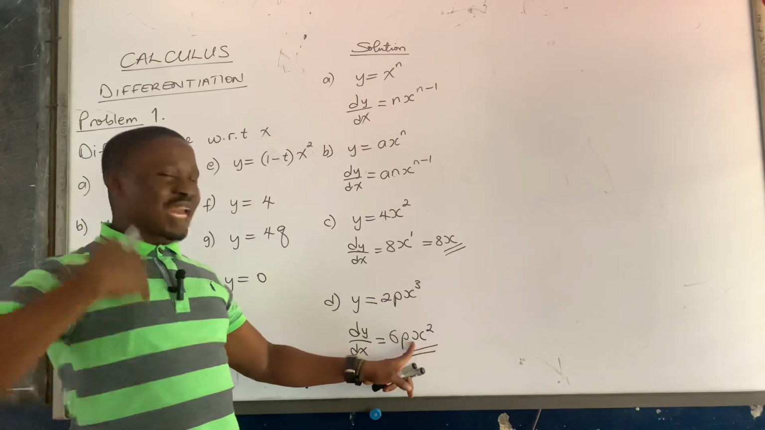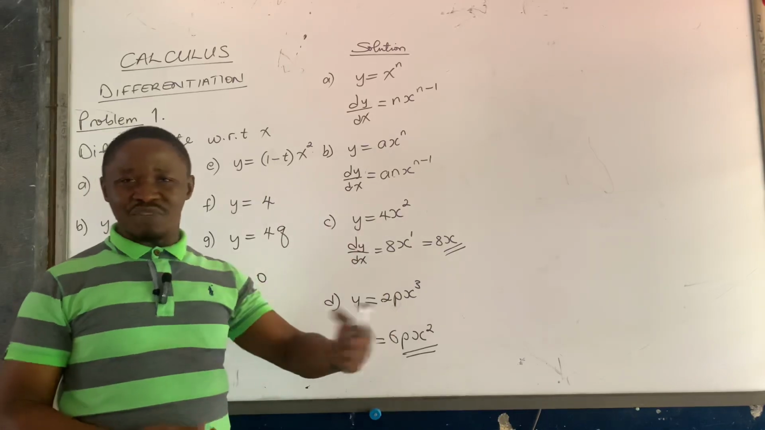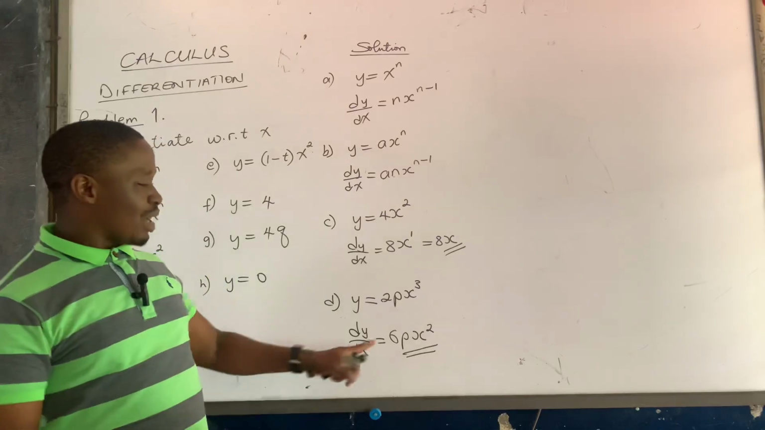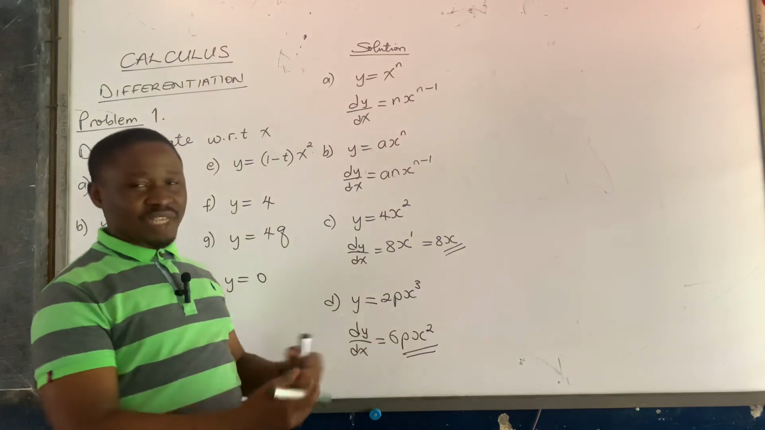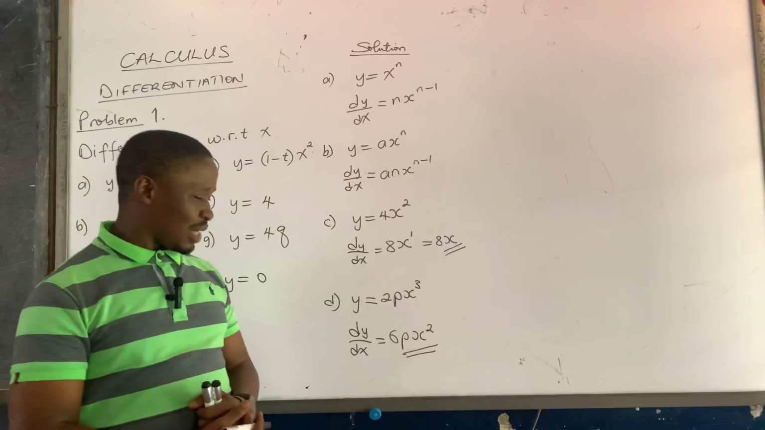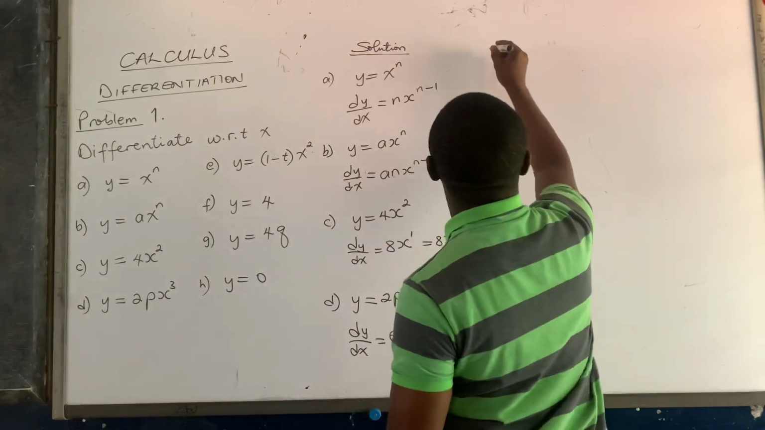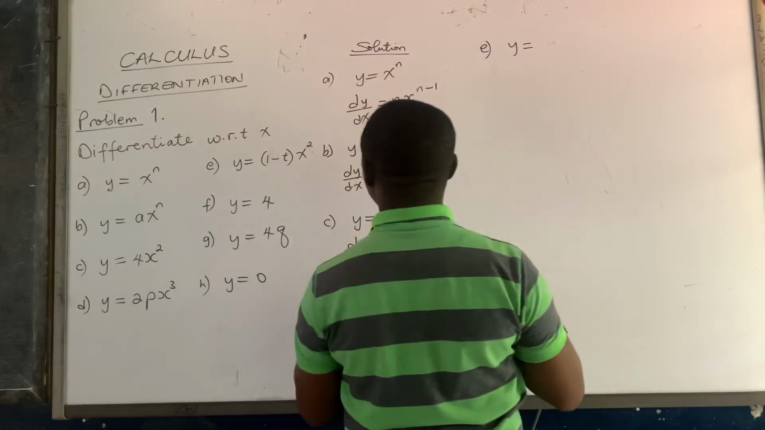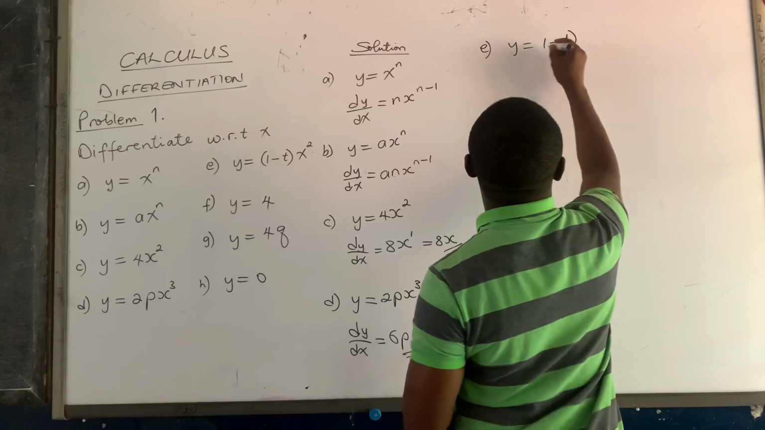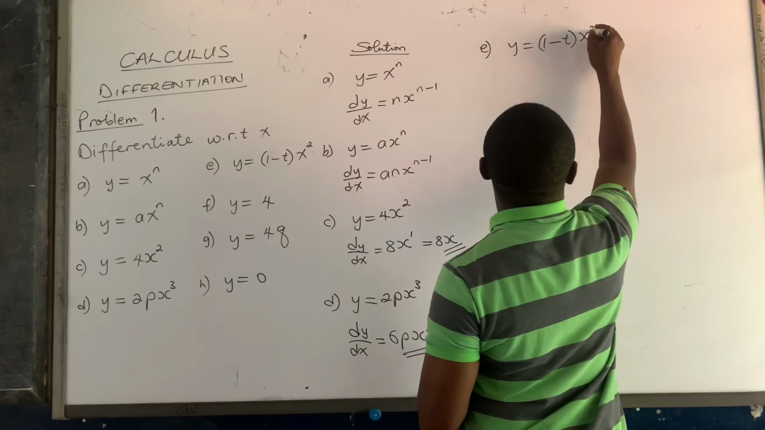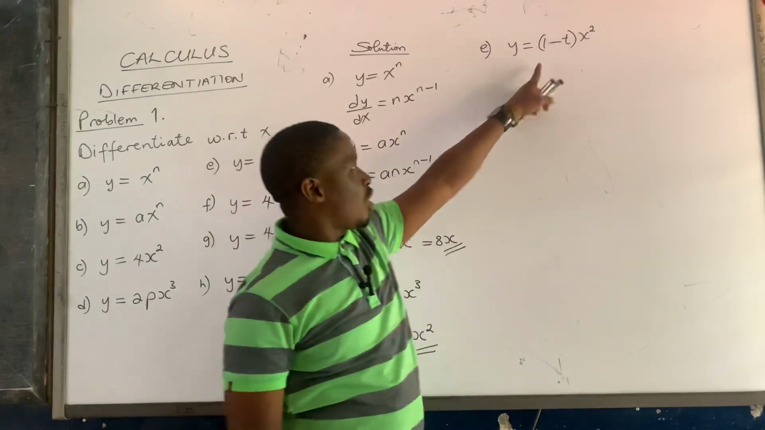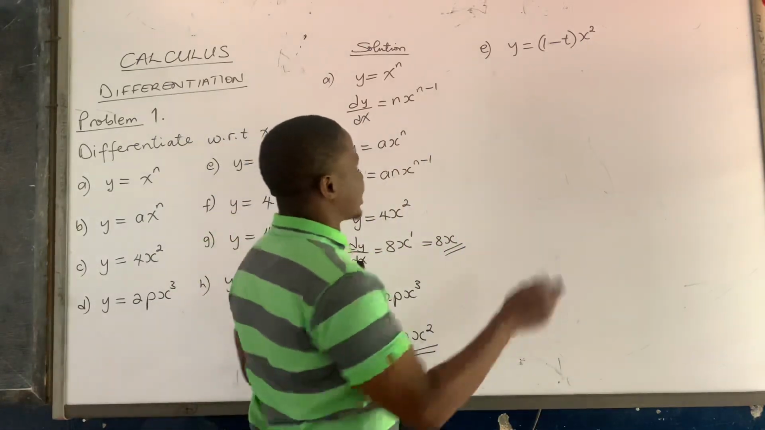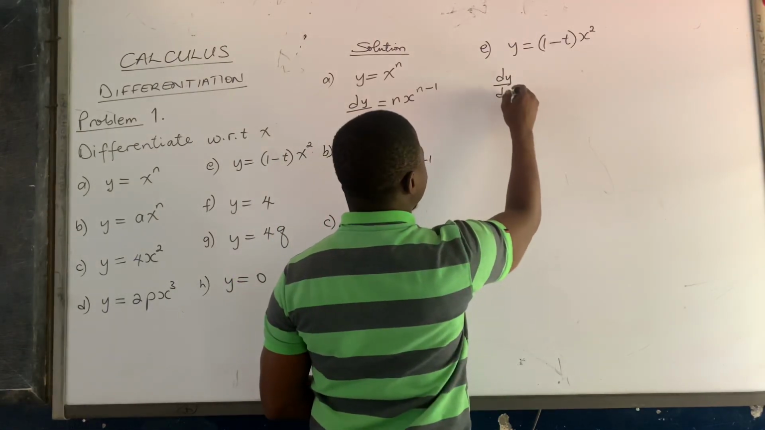Because sometimes we can differentiate further to get the second derivative. We can further differentiate to get what? The third derivative. But the first differentiation is the first derivative. Now, the next one is E. It says y is equal to 1 minus t x squared. y is equal to 1 minus t x squared. Don't forget that we want to find dy/dx.